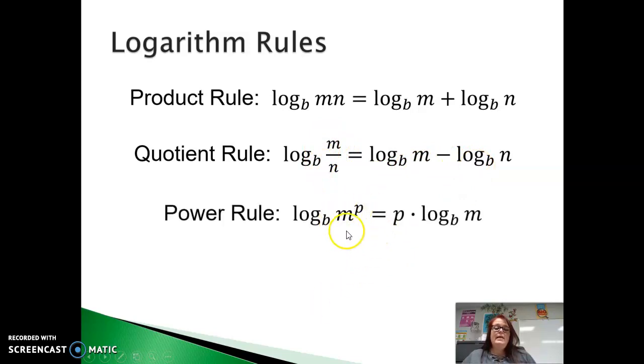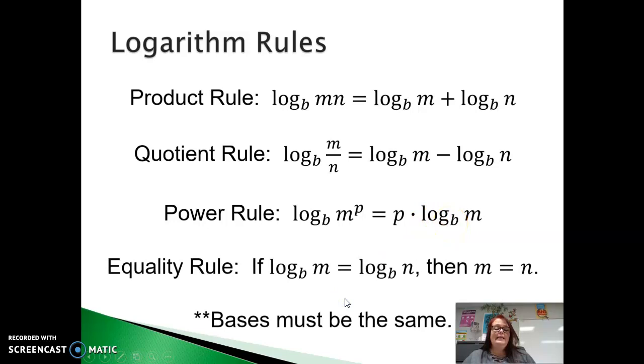The power rule says if I have the power of a number, then I'm multiplying that power to the exponent of m. And then the equality rule, where the bases have to be the same, that if I have the log base b of m equal to the log base b of n, then I can cancel the logs and say that m is equal to n. And I can go in the reverse and say if I know two numbers are equal, then I can take the log of both sides and it's still equal.